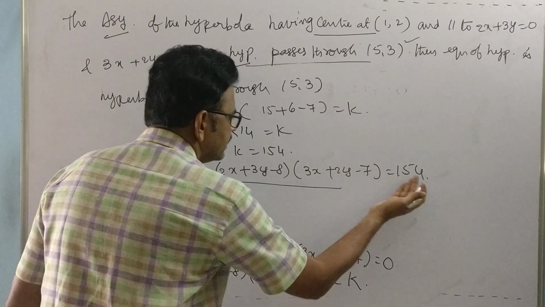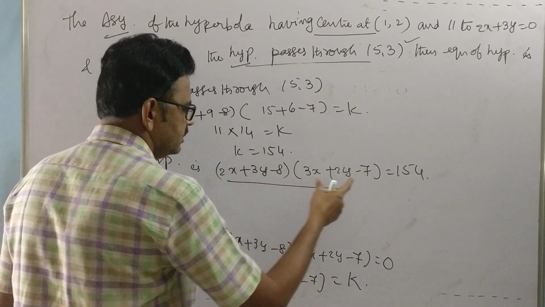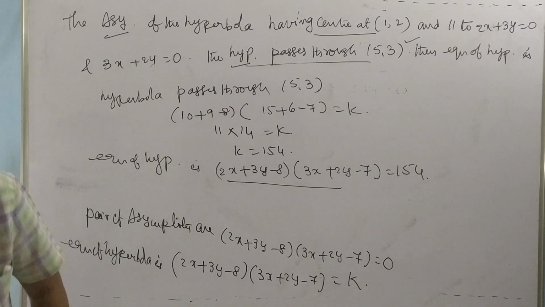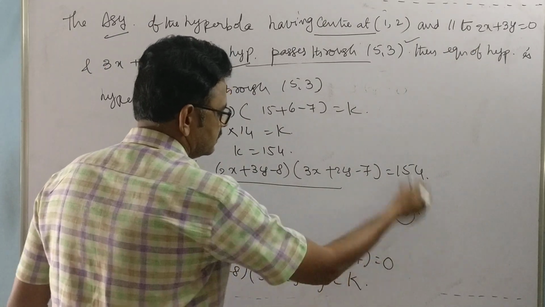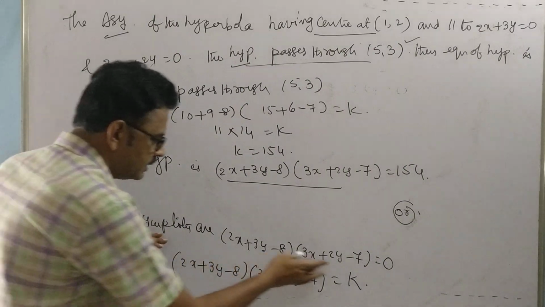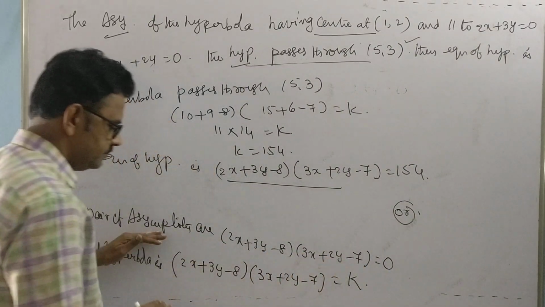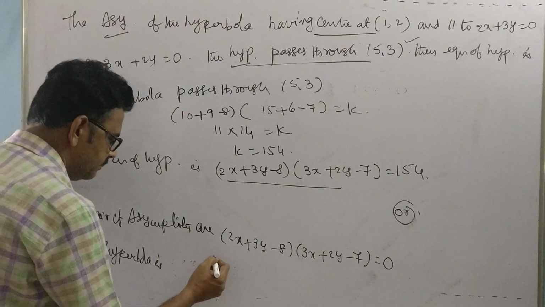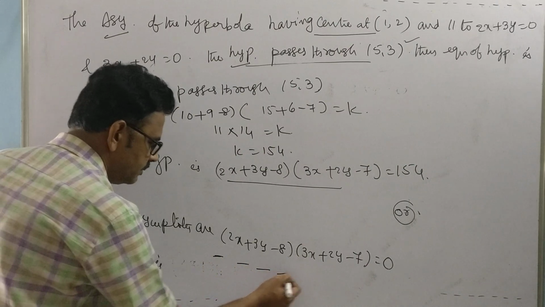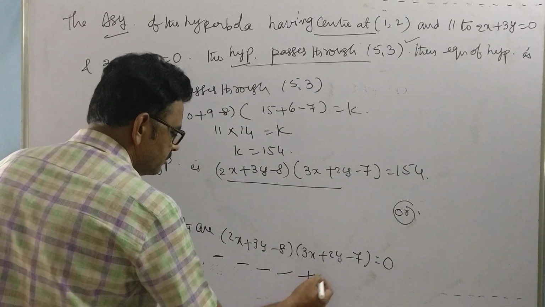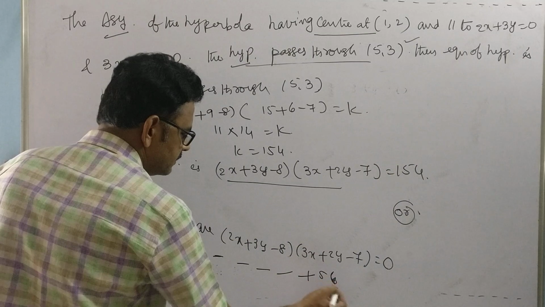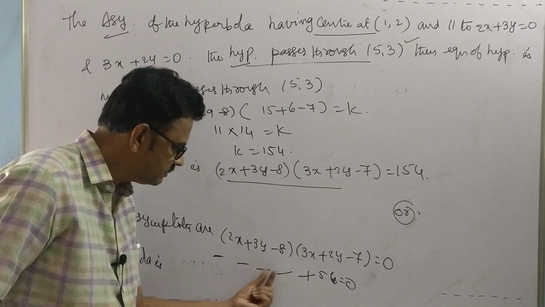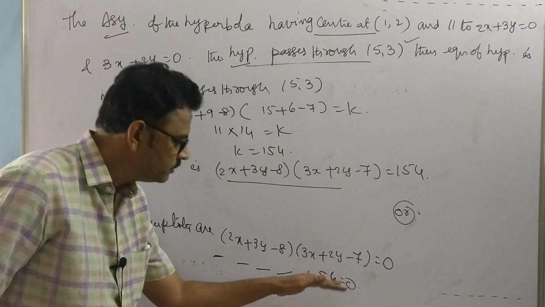If we multiply these, we will get the standard equation, just like ax square plus 2hxy plus by square plus 2gx plus 2fy plus c equal to 0 form. This is one method. Or another one: the asymptotes are given, you multiply everything completely. Then you have an equation ax square plus 2hxy plus by square plus 2gx plus 2fy plus c, maybe with a constant, plus 56, equal to 0. So this is the asymptotes.